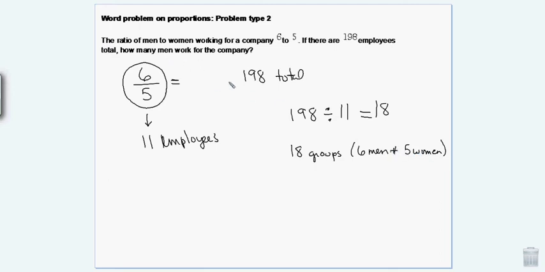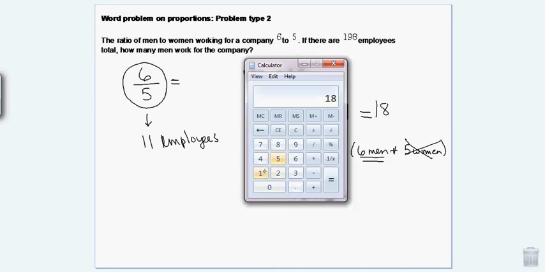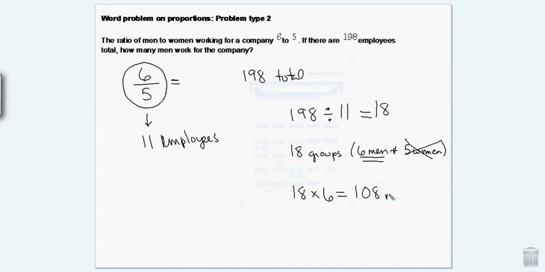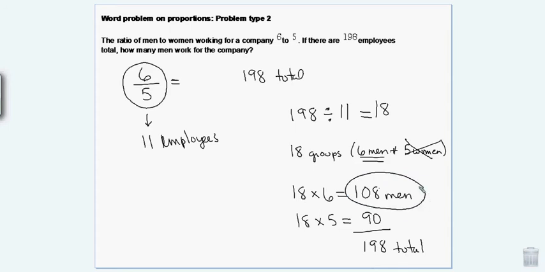Well, I don't want to know how many women work for the company. I only want to know how many men work for the company. So I'm going to do 18 times 6. And that's 108 men working for this company. Now, just to double check myself, if I do 18 times 5, and I add those together, I will get the total back. It's a nice way to double check yourself.